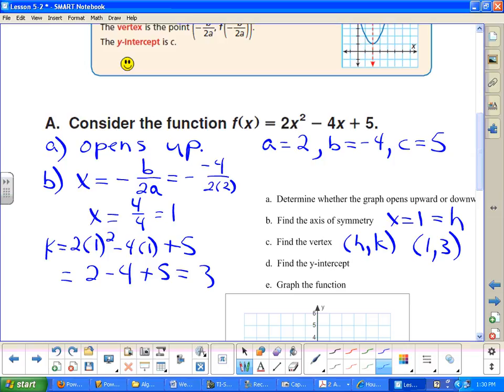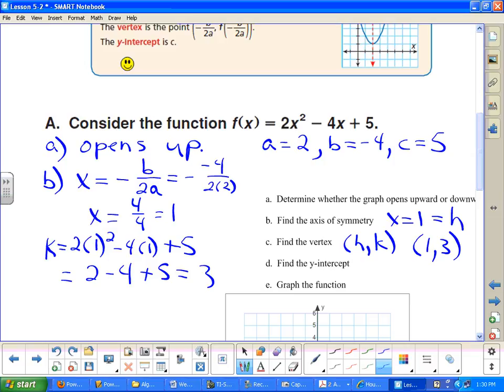All right, so A tells us whether it opens up or down. To find the axis of symmetry, we do x equals negative b over 2a, and that tells us the value of h for the vertex, the x coordinate. And to find the y coordinate for the vertex, or the value of k, then we are going to put 1, what we get for the axis of symmetry, back into our equation and find the value of k.